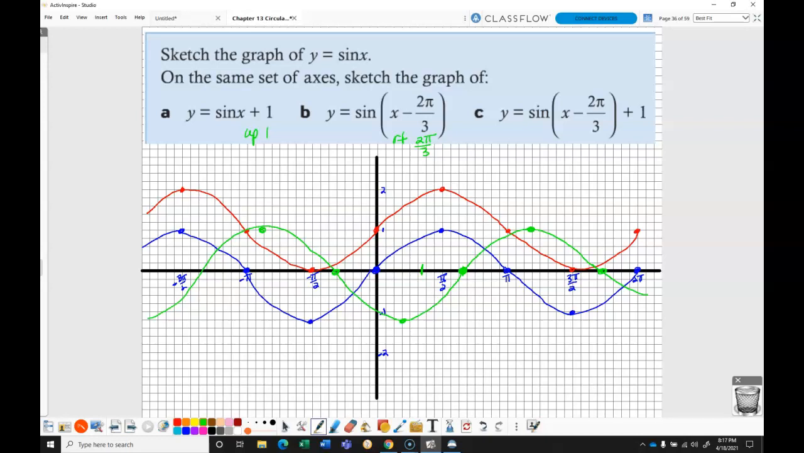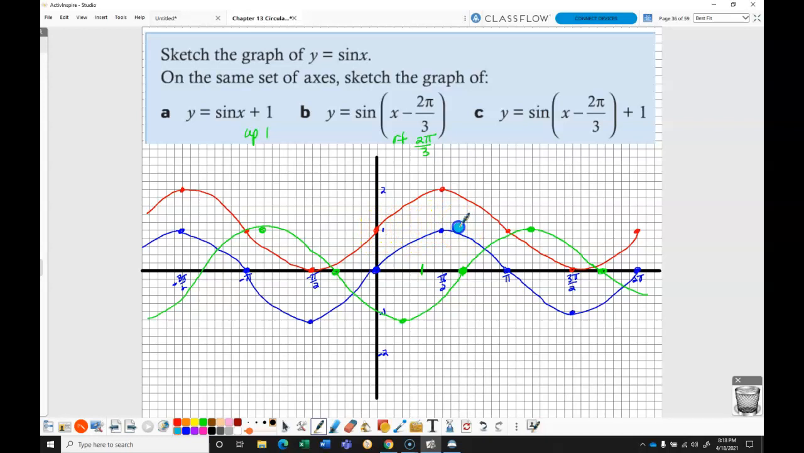Now let's try and do it all at one time. So I'm going to take this. I've used red already. I've used green. Let me use this one right here. Okay, and I'm going to make this a much thicker line, actually. What I'm going to do is go from my original spot, go up 1, and then move that 2 pi over 3. So that's 1, 2 pi over 3.